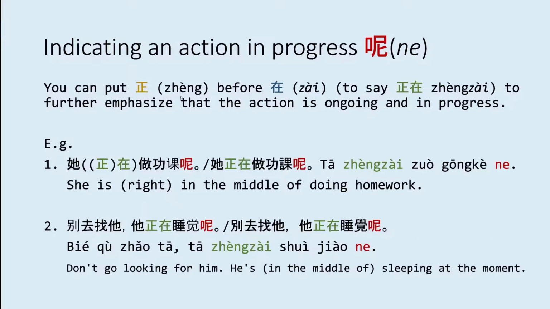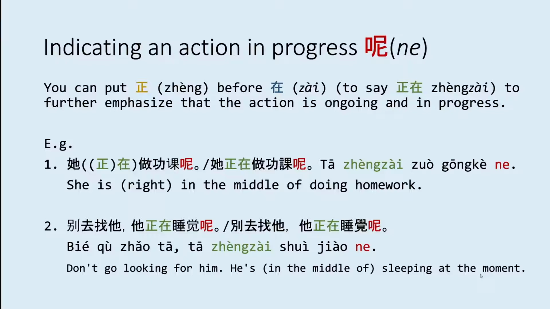You can put 正 before 在 to say 正在 to even further emphasize that the action is ongoing and in progress. So for example, 她正在做功课呢. She is right in the middle of doing homework. Or example 2, 别去找他，他正在睡觉呢. Don't go looking for him. He's in the middle of sleeping at the moment.